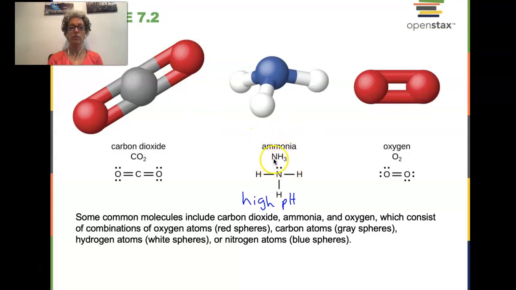Ammonia, one nitrogen and three hydrogens. Again, these two dots are the unshared electrons. That has a high pH, so when we see molecules that have a lot of NH3s or NH2s on them, they will be alkaline. They will have a high pH. And then oxygen gas, O2, is two oxygen atoms with a double bond, so two shared pairs of electrons, and each oxygen atom still has two pairs of unshared electrons around them.